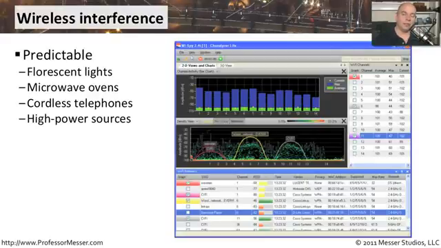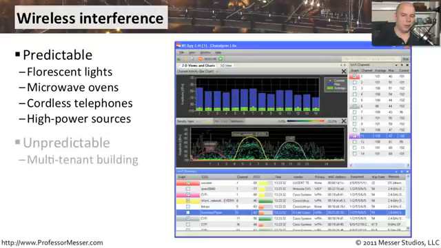Cordless telephones tend to use the 2.4 gigahertz range. Some also use the 5 gigahertz range as well, and those cordless phones can also cause a problem. Every time your phone rings, you have a diminished capacity on your wireless network. High power sources are also a very big source of interference, especially if there is a problem with connections or there happens to be an issue with some insulation on high power sources. Those can create a lot of problems for you as well.